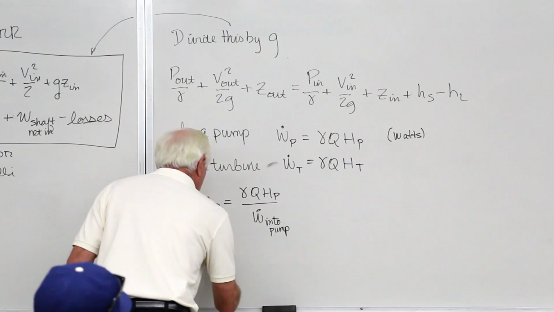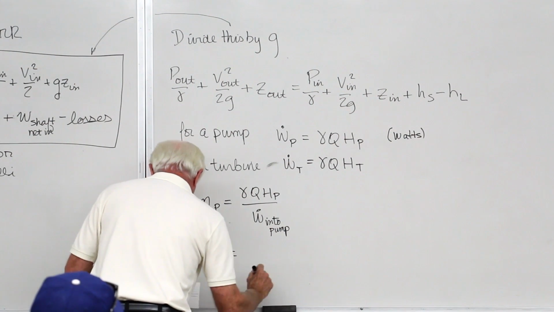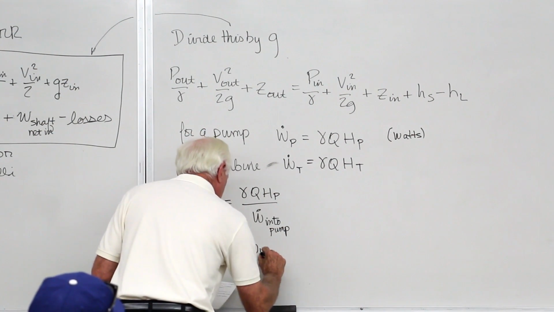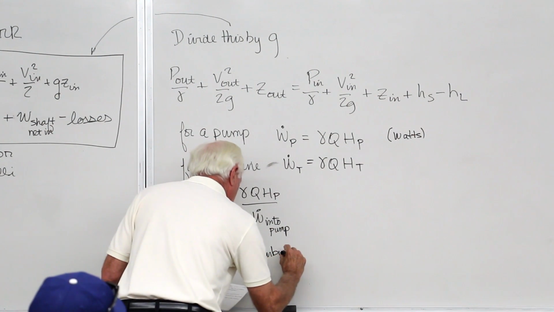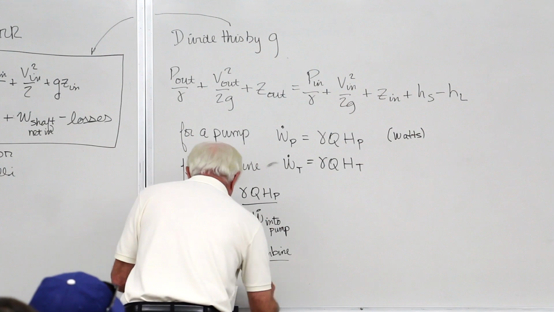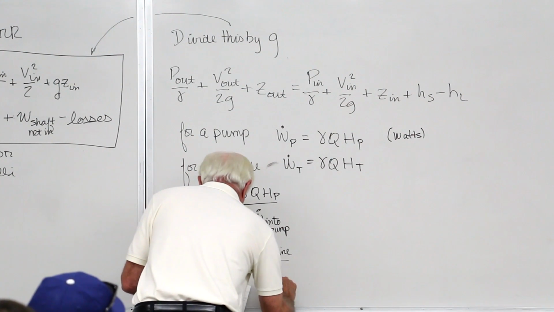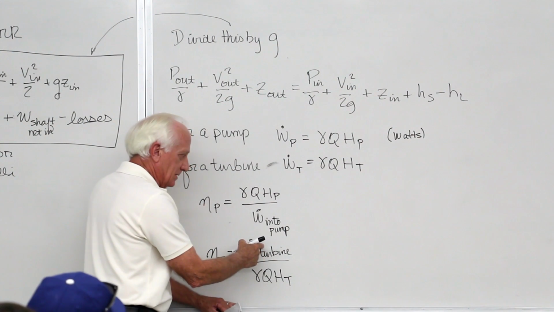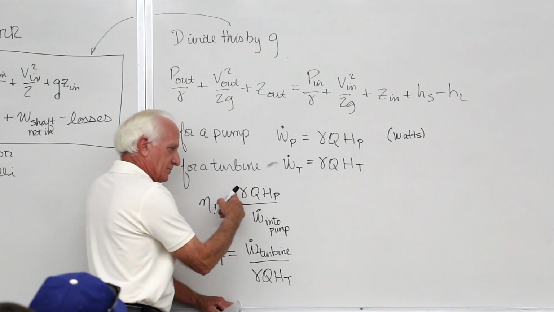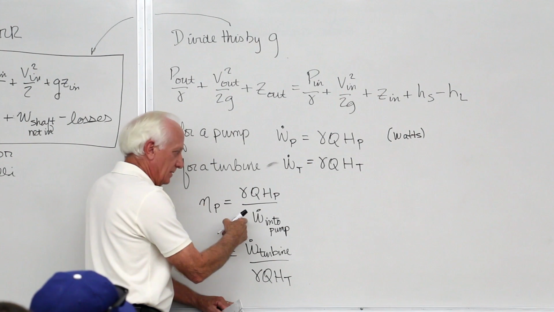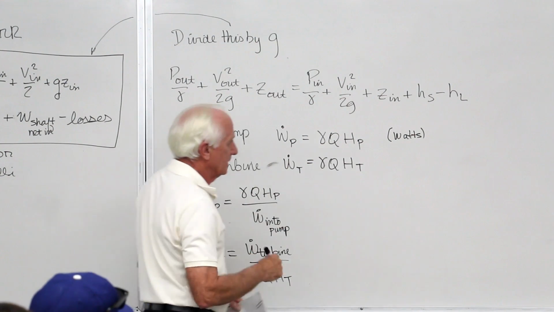So turbine, different. For the turbine, we have W dot turbine, that's the out, divided by the gamma Q H turbine. That's what you put in. This is what comes out. It's always less than 1. The efficiency is always less than 1.